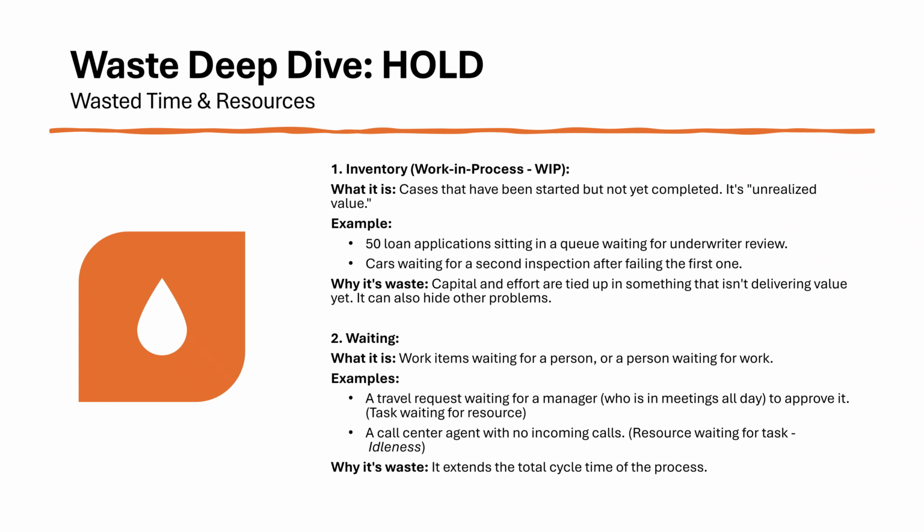Waiting occurs when a resource, a person, or a machine is unavailable, or when a person is waiting for a task. For example, a travel request waiting for an approval signature is a task waiting for a resource. The opposite, a technician waiting for the next car, is called idleness. Both extend the total cycle time, which annoys the customer.